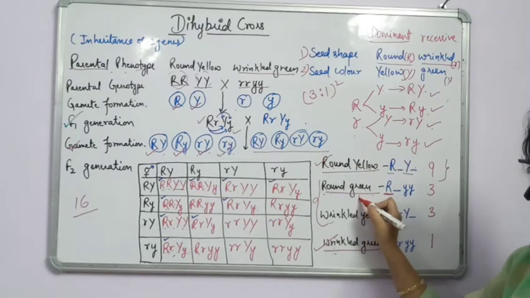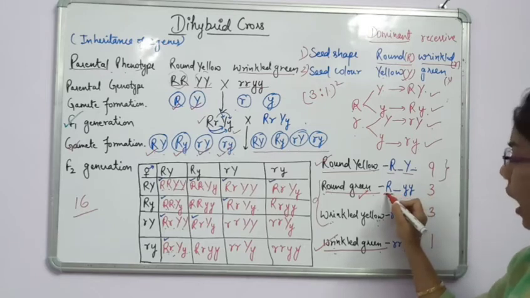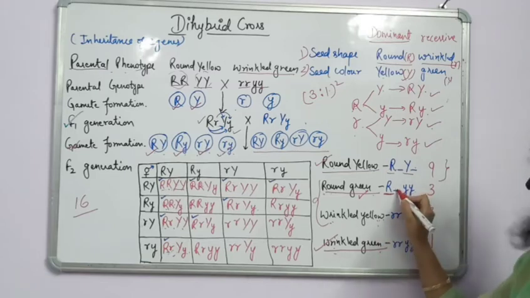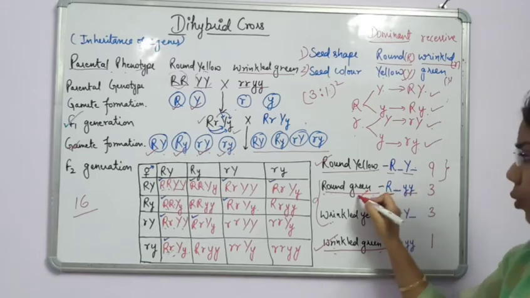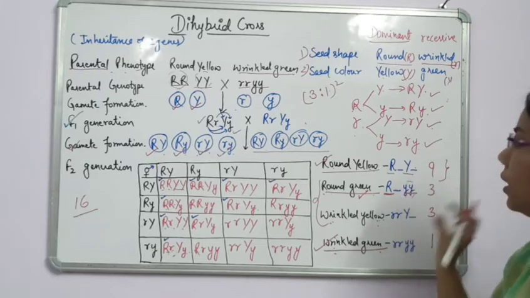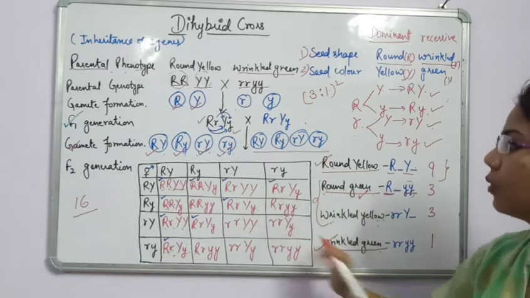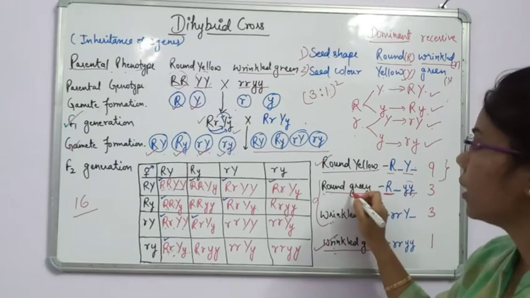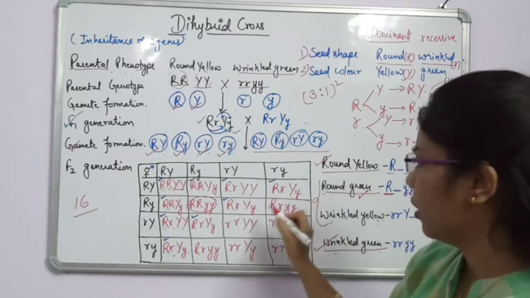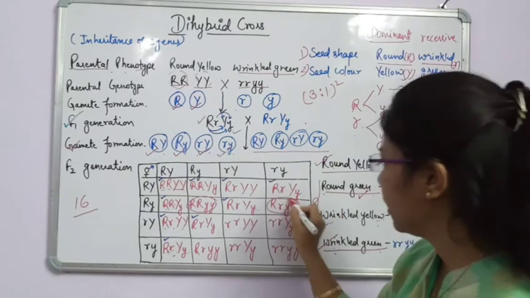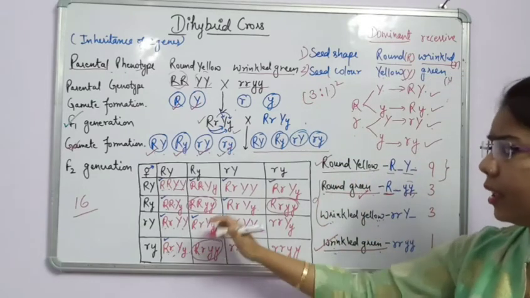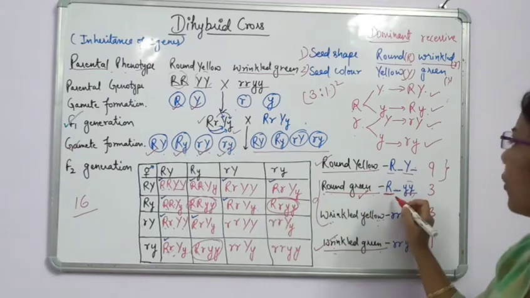Okay, now if we talk about the round green, for the round green to happen, R should be capital, and this place can be capital R also, or small r also. And here for showing the green character, it should be small y and small y. It means homozygote condition. So if you see out of these 16, where you can see round green can be this type, and round green can be this type, and again round green of this type. So we have done 9 of round yellow and 3 of round green.